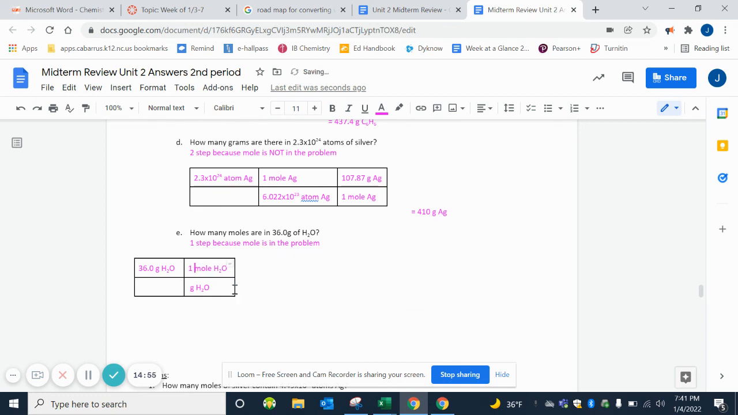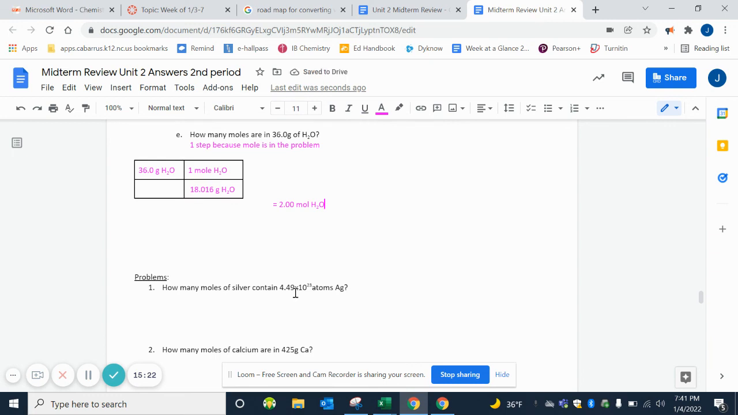So we're going to add 2 hydrogens plus an oxygen, and that is 18.106 grams. And then we can just multiply and divide. So 36 times 1 divided by 18.106. We want 3 significant figures, so that would round to be 2.00 moles of water. All right, now it's your turn. Try those problems, and then you can check your answers.